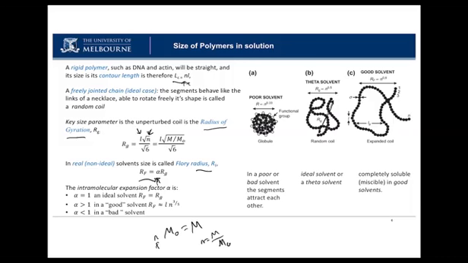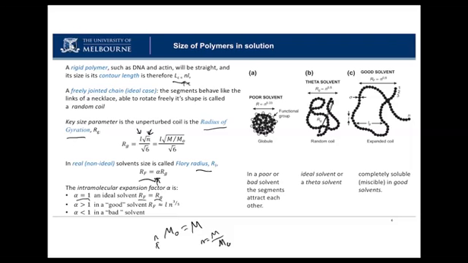And by the way, there's the ideal case, with alpha, the intermolecular expansion factor. That's how much the polymer can expand or contract based on its interactions with the solvent. For an ideal one, the Flory radius is just the radius of gyration.